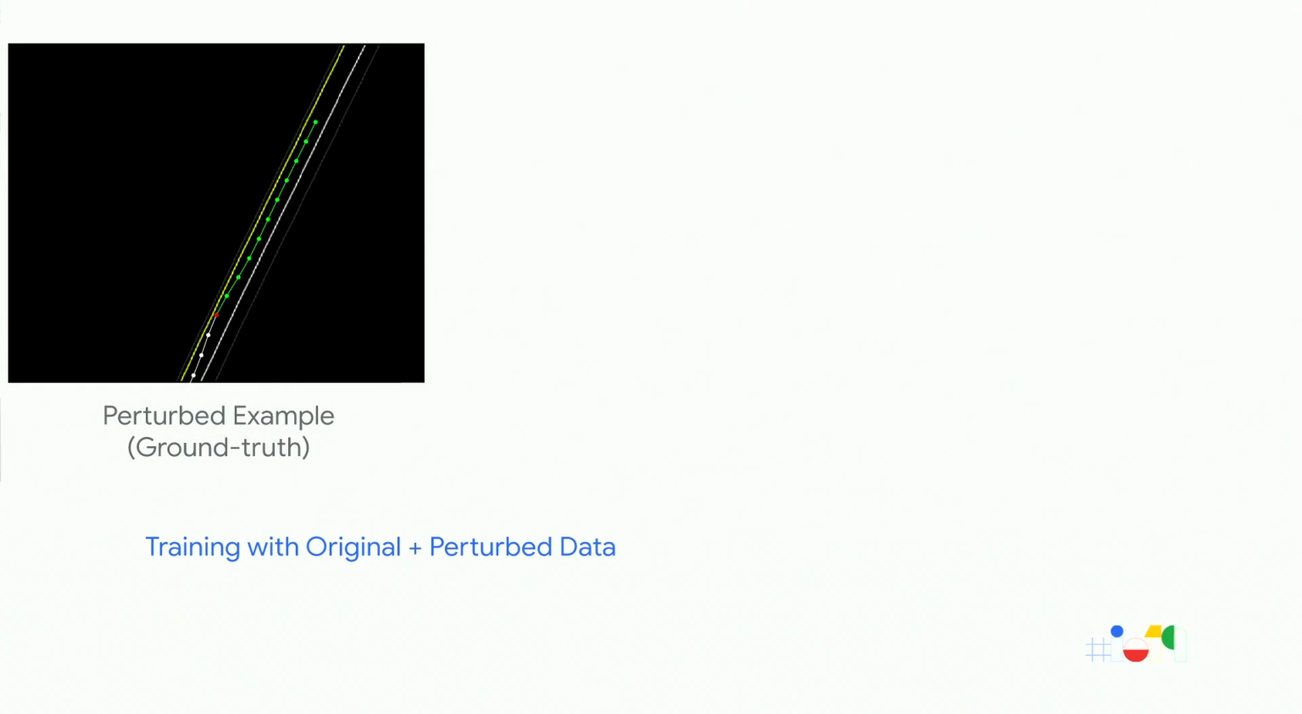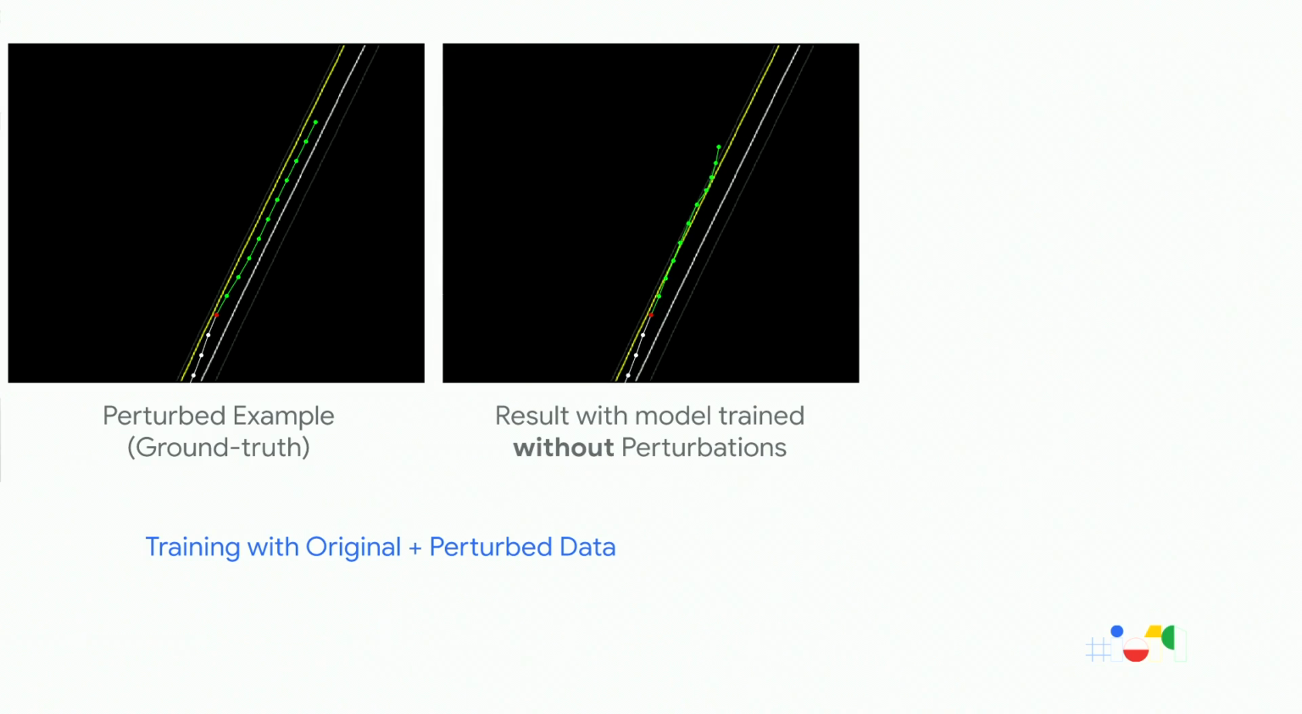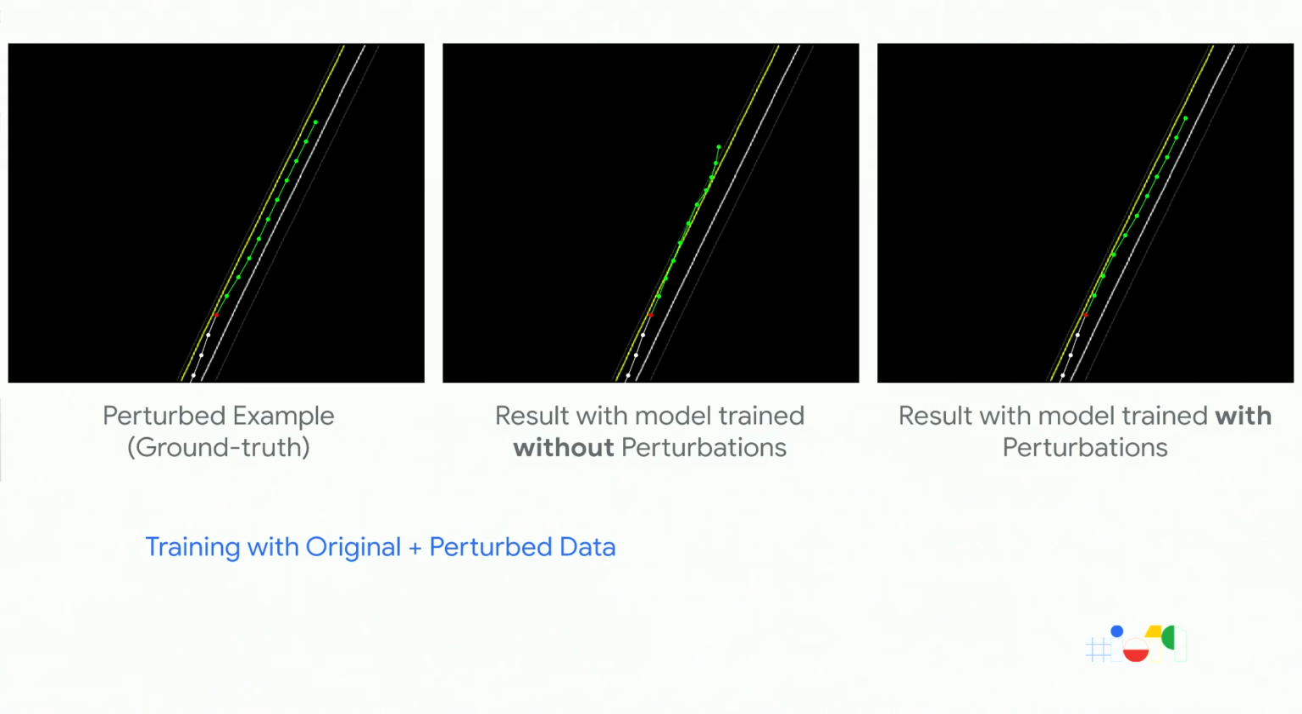Here is a test example of a perturbed example set. The second image shows what happens with our original model, which did not know how to recover from perturbations. So in this case, you see that the agent goes off-road because clearly it has no idea how to bring it back. Now this is the result of the model which was trained with perturbations. As you can see, it's not completely reflective of the ground truth, but it achieves its goal of actually bringing the agent back to the lane center.